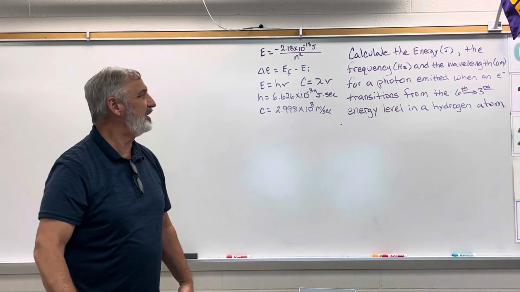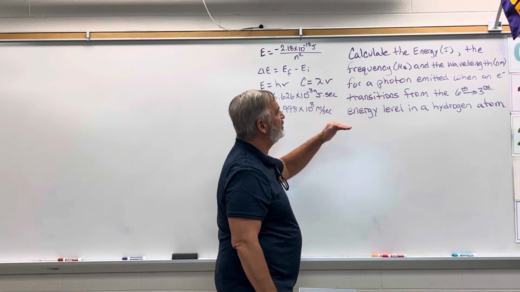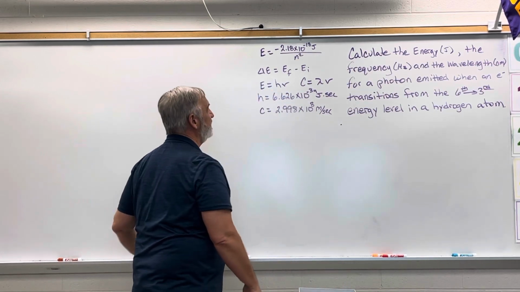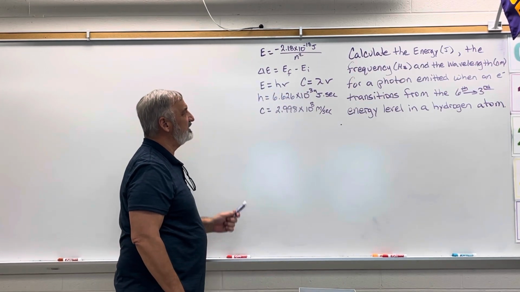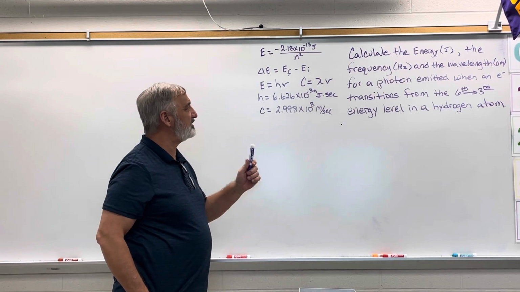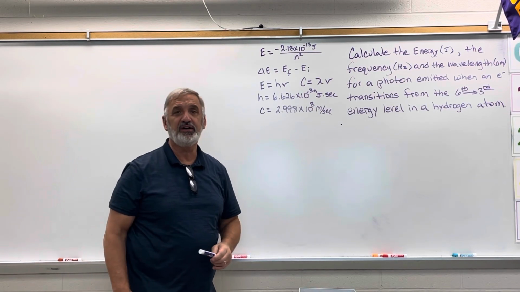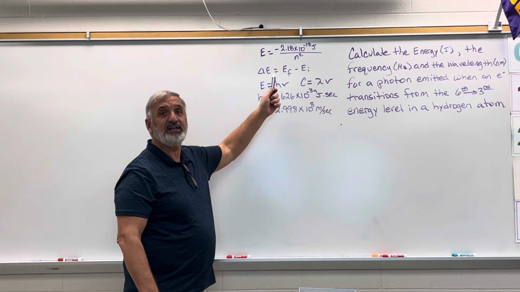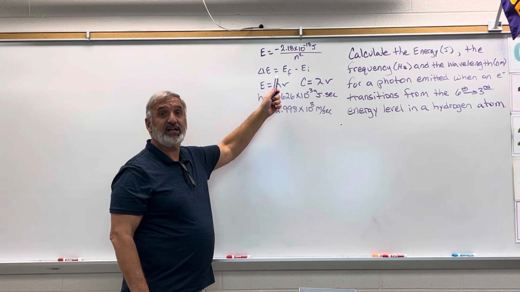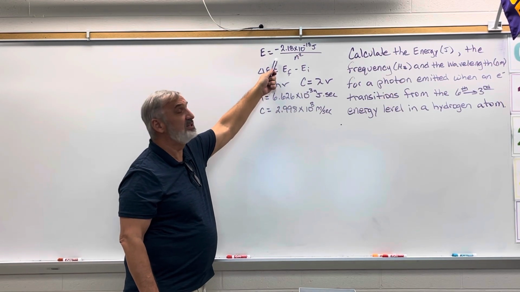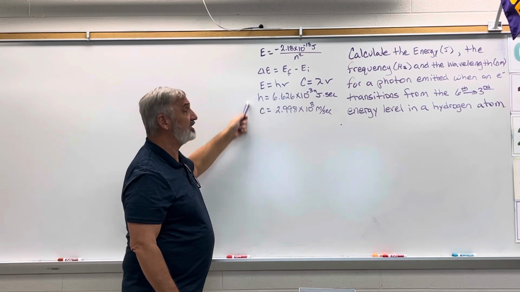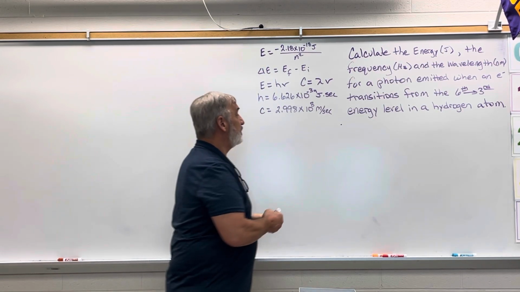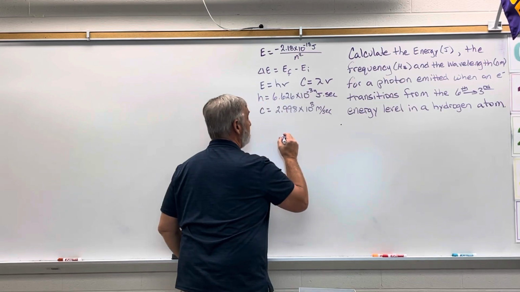All right, so here is our bell ringer question: calculate the energy, wavelength, and frequency of a photon emitted when an electron transitions from the sixth to the third. Whenever we have to calculate the energy, we're going to use this equation. Now all of this is going to be given. It's always going to be final minus initial.